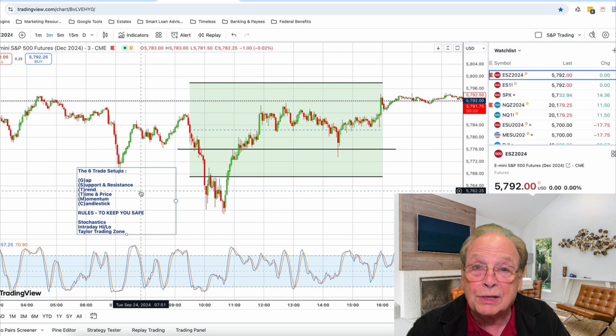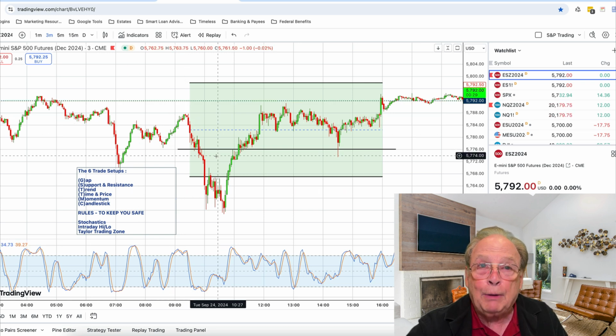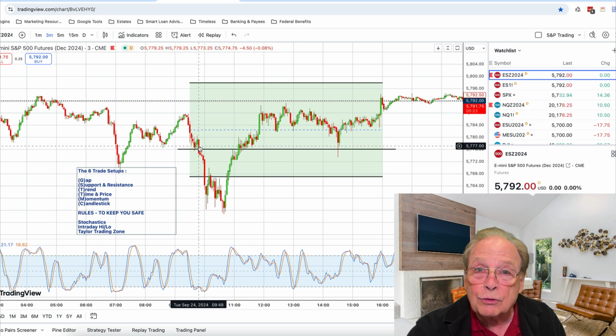And so you have to see the setups. And the setup for the gap trade, of course, is the gap. The setup for the time and price trade is the first leg and the stabilization afterwards. Okay? So those are the 2 setups of the 6 that I pointed out of the 6 trades.